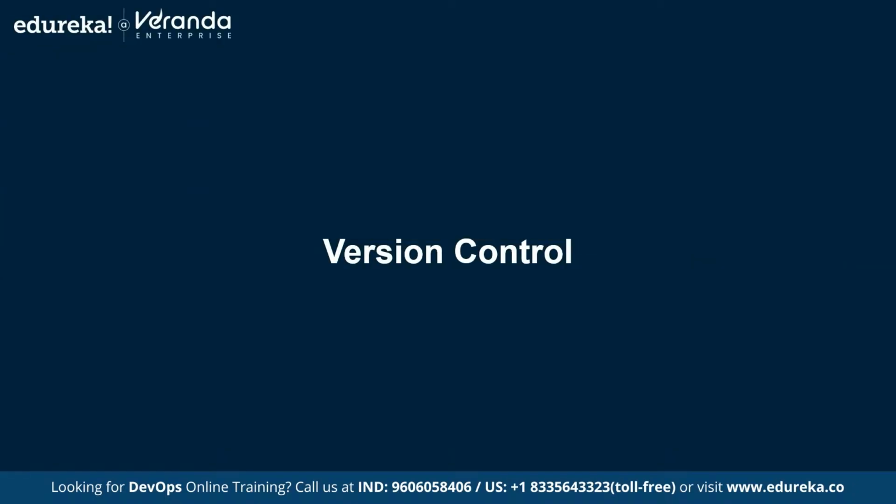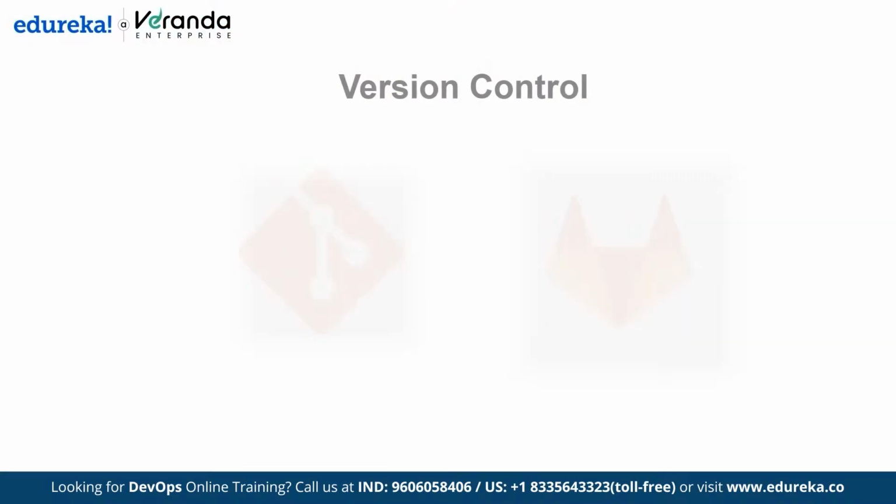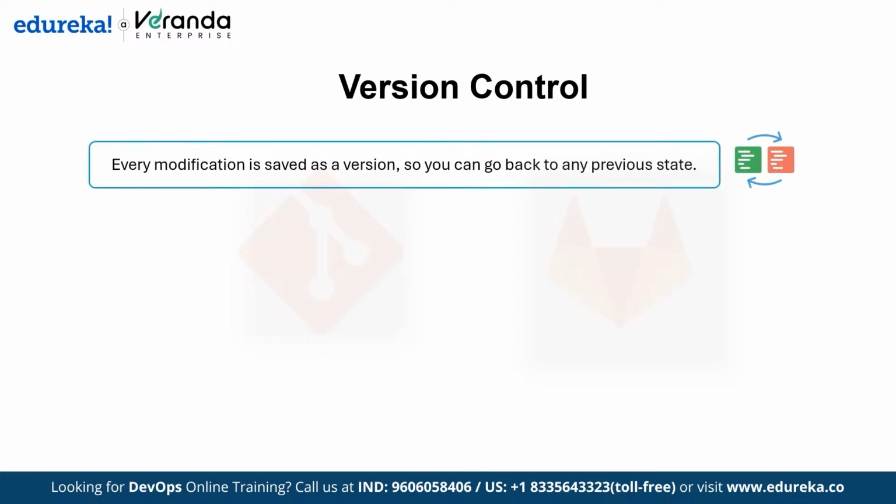Moving on to the first concept, that is version control. Version control in DevOps refers to the practice of tracking and managing changes to software code, configurations, and documents over time. It enables teams to collaborate on projects, ensuring that multiple developers can work on the same code base without conflicts. Version control systems like Git allow you to track changes, where every modification is saved as a version, so you can go back to any previous state.